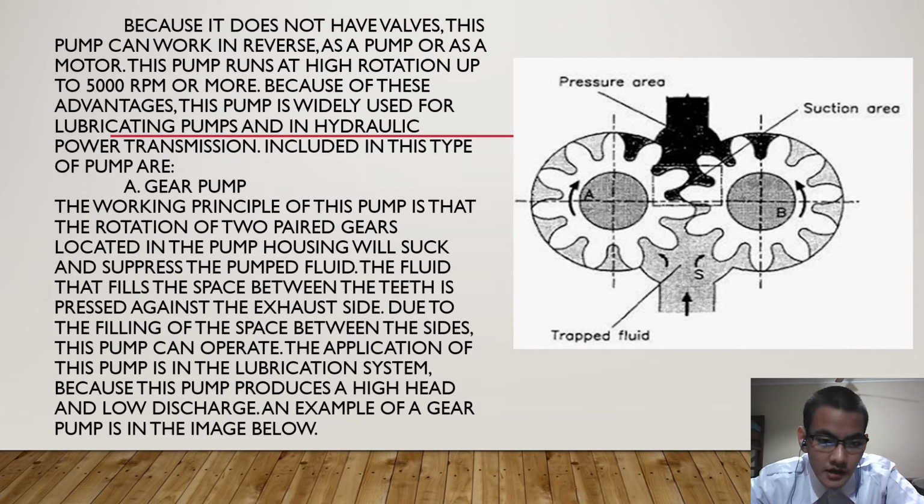The fluid that fills the space between the teeth is pressed against the exhaust side due to the filling of the space between the sides. This pump can operate. The application of this pump is in the lubrication system because this pump produces a high head and low capacity. An example of a gear pump is in the image below.